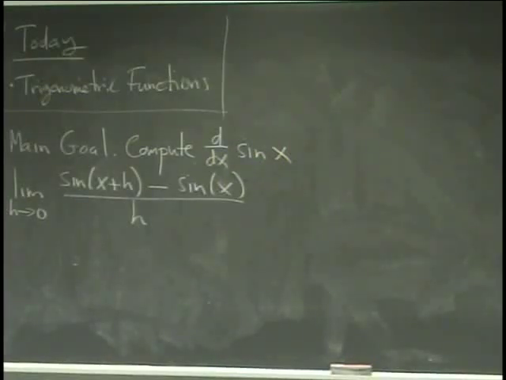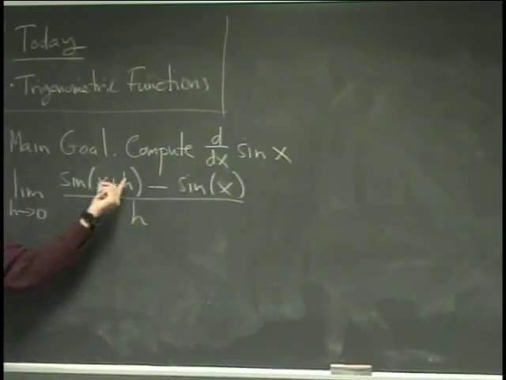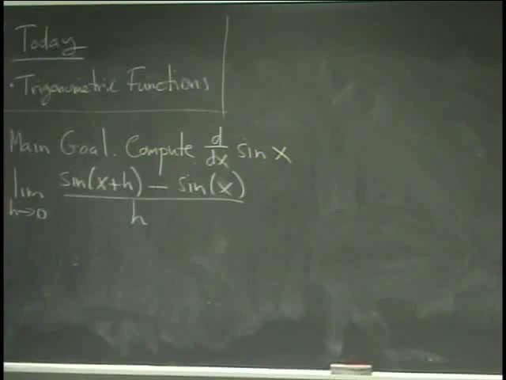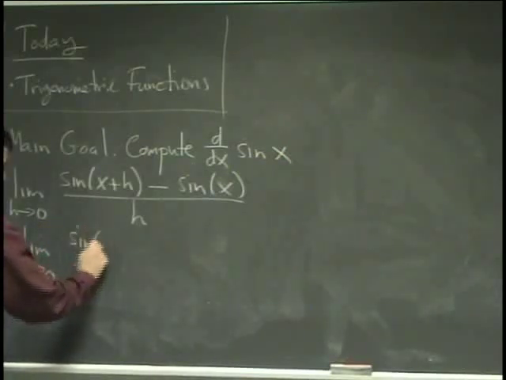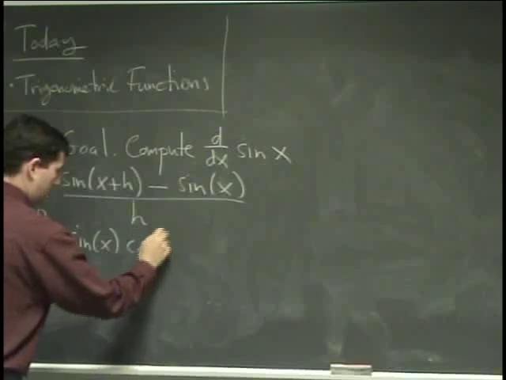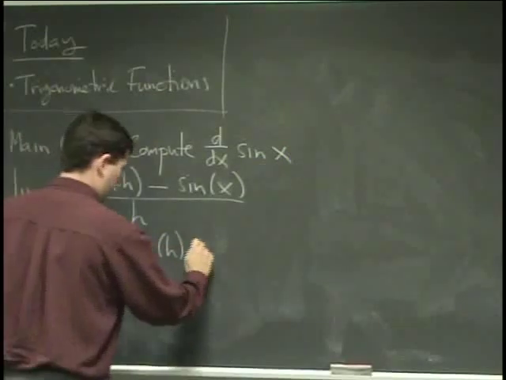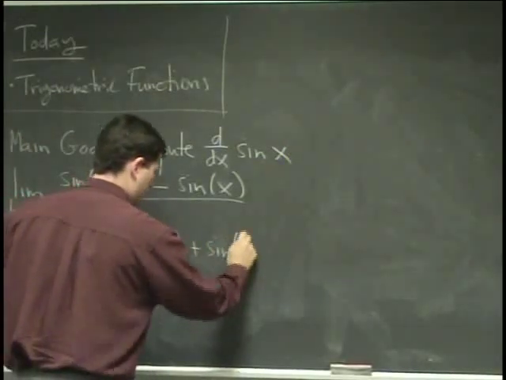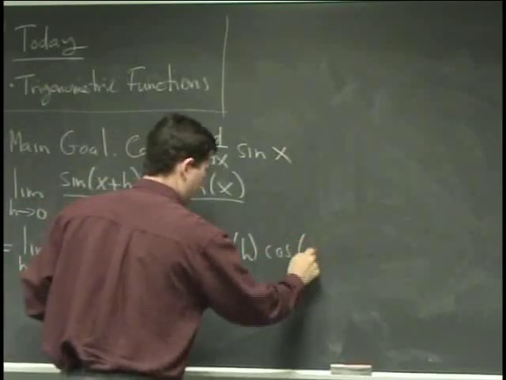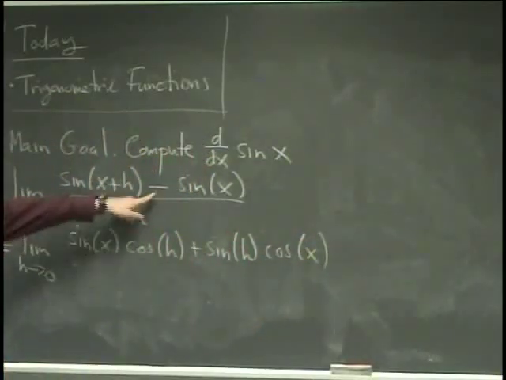Okay. So, sine of x plus h, this is sine of a sum. There's a formula for breaking that up. So we'll use that. Sine of x cosine of h plus sine of h cosine of x and then minus sine of x.